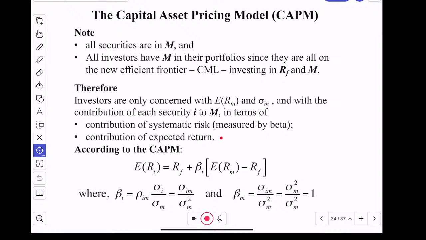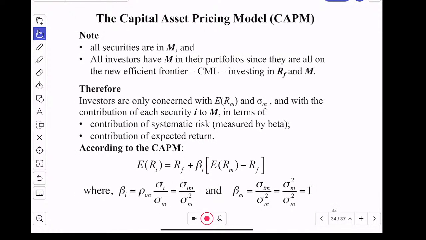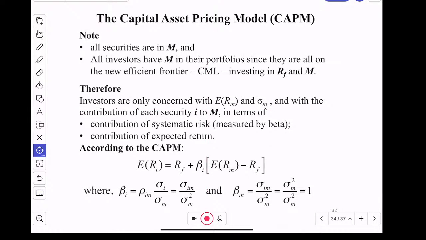They're also interested, so they can compute the expected return this way. And I'm going to walk you through this. This is the capital asset pricing model. How many of you have seen the capital asset pricing model before? So you might have seen the capital asset pricing model, but maybe you didn't see the Markowitz frontier.